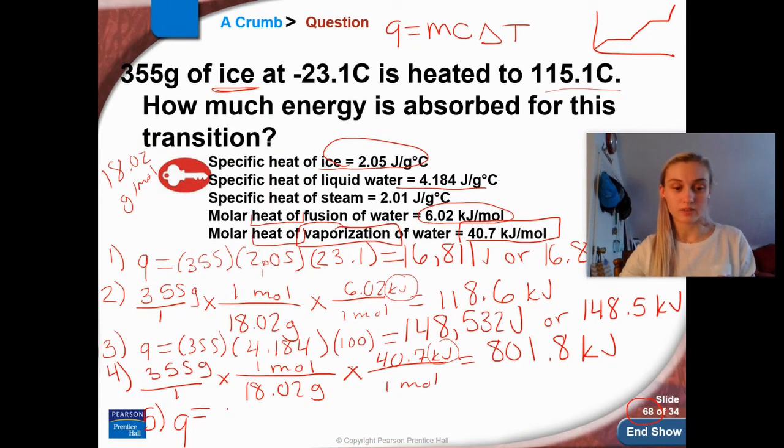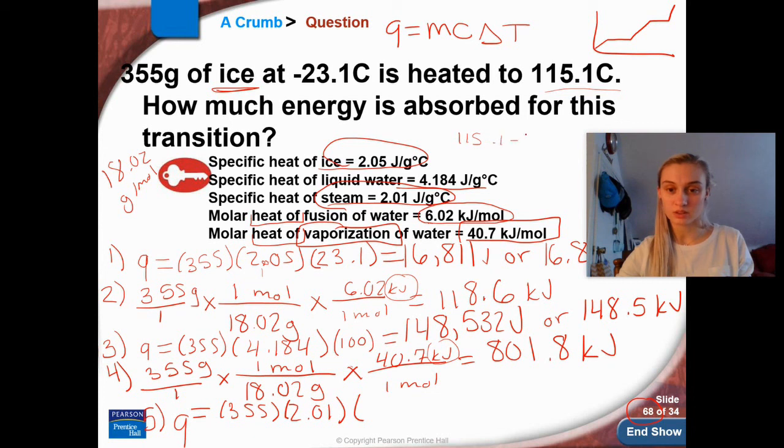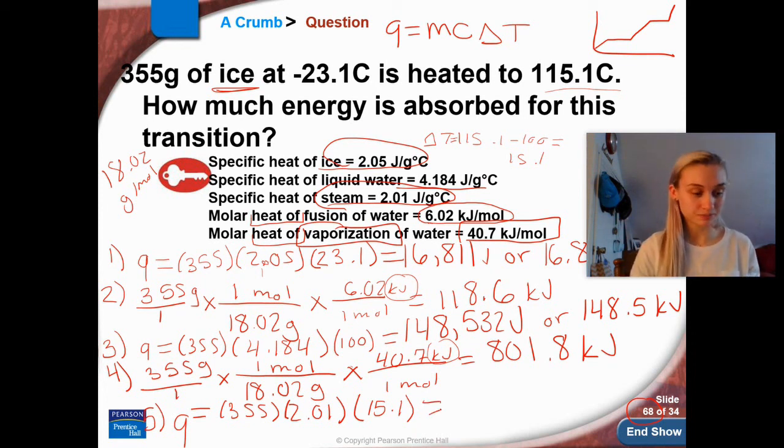Okay, so we have our 355 grams, and then our C for steam is 2.01, and then we have our delta T, which is 115.1 minus 100, and that just equals 15.1. So I'm going to put 15.1 for this, and now we can just divide it out and get our final answer here.